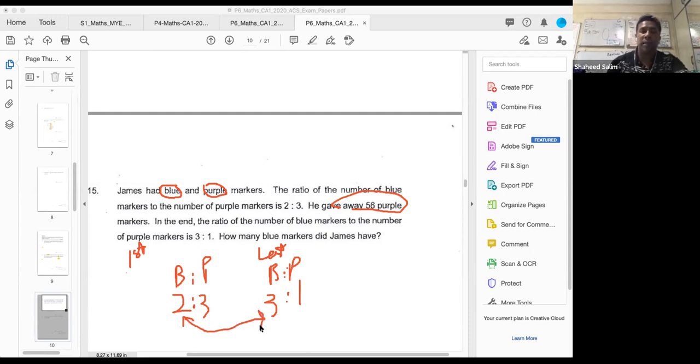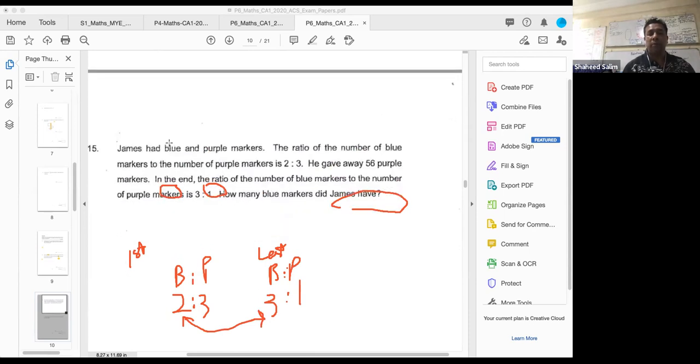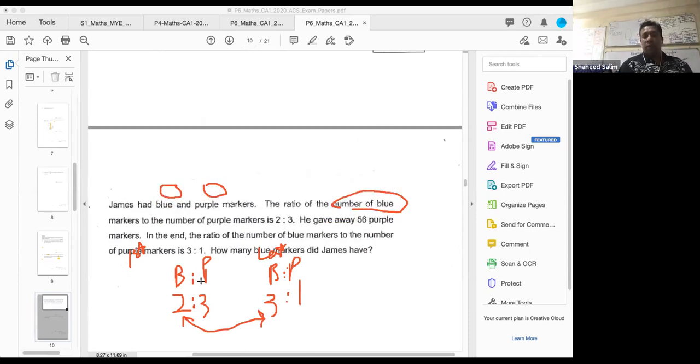So how to make it the same? We can put it below here. Okay, you can put it down here like that. This one is 3, 1, 3, 1. So you can make it what number? Oh, times by 3. This one times by 2. So what do you get?